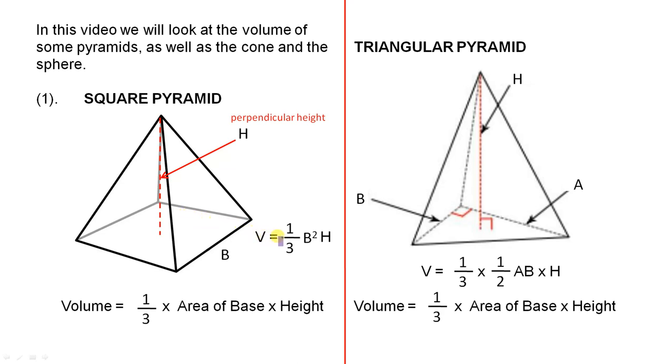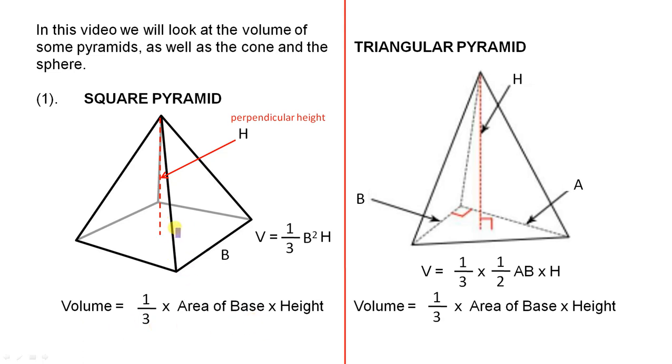And the formula is quite straightforward. V equals 1 over 3 times b squared times h. b squared gives you the area of the base, and h is the height. So, in conclusion, the volume of a square pyramid is a third times the area of the base times the height. Now, that also works for a rectangular pyramid.